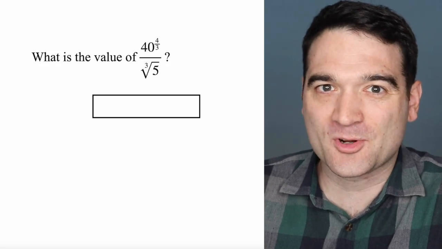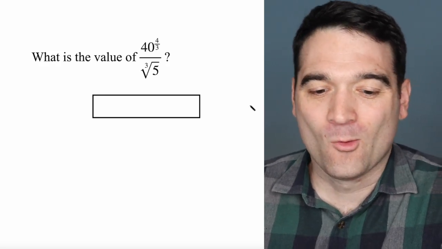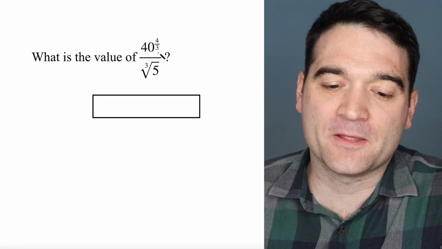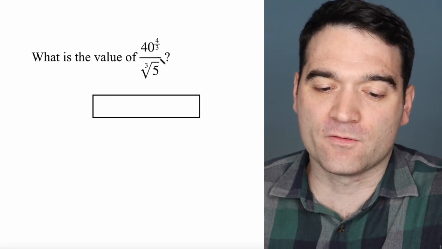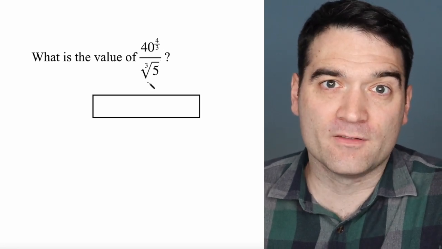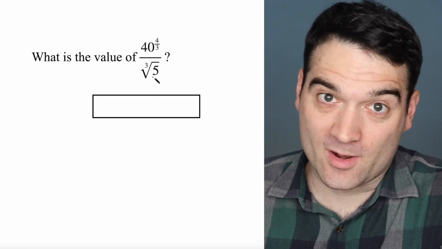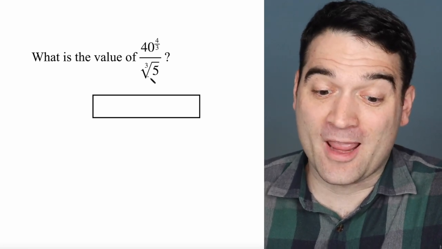Here's a GRE algebra question. Let's take a look. What is the value of 40 to the power of 4/3 over the cube root of 5? A lot going on here. We have fractional exponents. We have radicals.